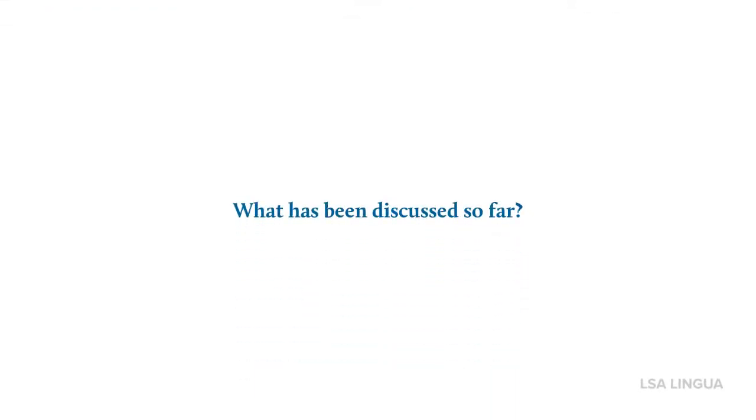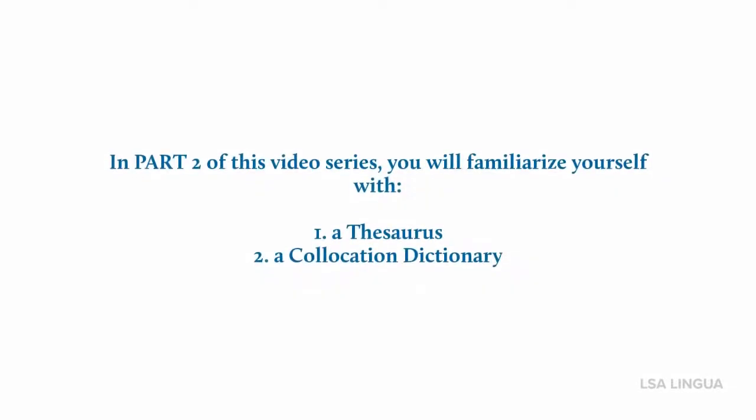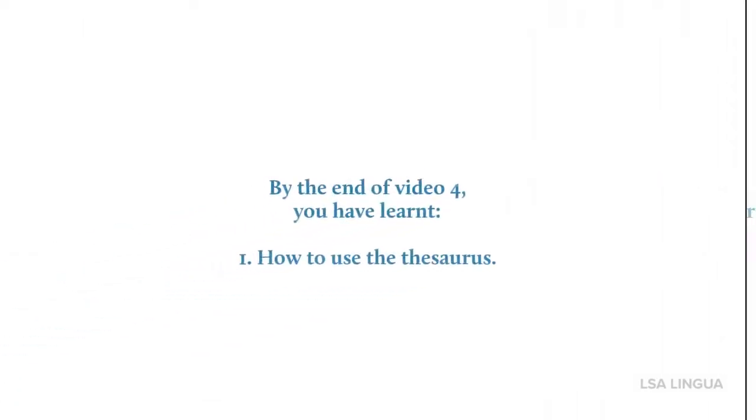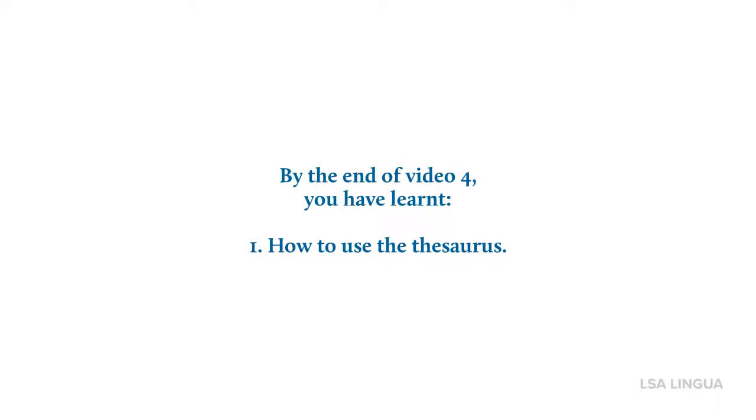In part 1 of this video series, it was explained what a dictionary is, what types of part of speech exist, and what type of information can be found in dictionaries in terms of part of speech and other relevant terms. In this part 2 of this video series, you will learn what a thesaurus is and where to find it, how to use it, what a collocation dictionary is, and how to use that. By the end of this video, you will have learned how to use a thesaurus.